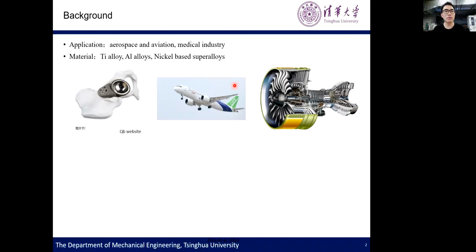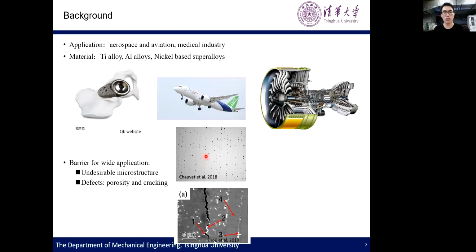Additive manufacturing has been widely applied in aerospace, aviation, and the medical industry. The materials usually used are titanium alloy, aluminum alloy, and nickel-based superalloy. However, there are still some barriers to the wide application of additive manufacturing. For example, the undesirable microstructure, and the second one is defects, such as porosity and cracking, as shown in these two figures. The formation of undesirable microstructure and defects are all related to the dendrite growth process.